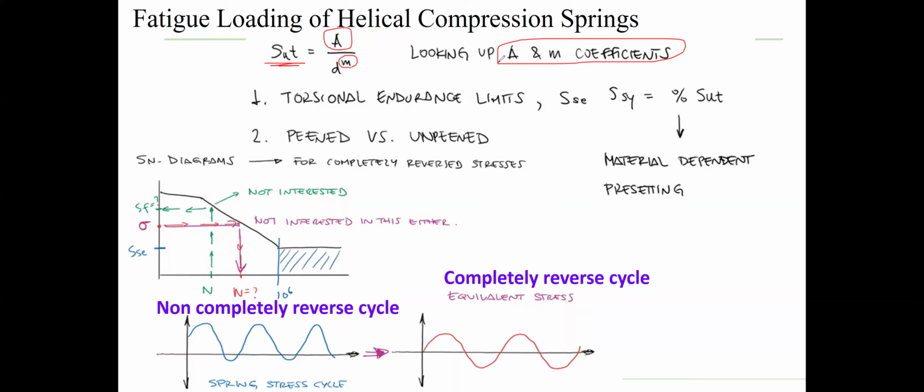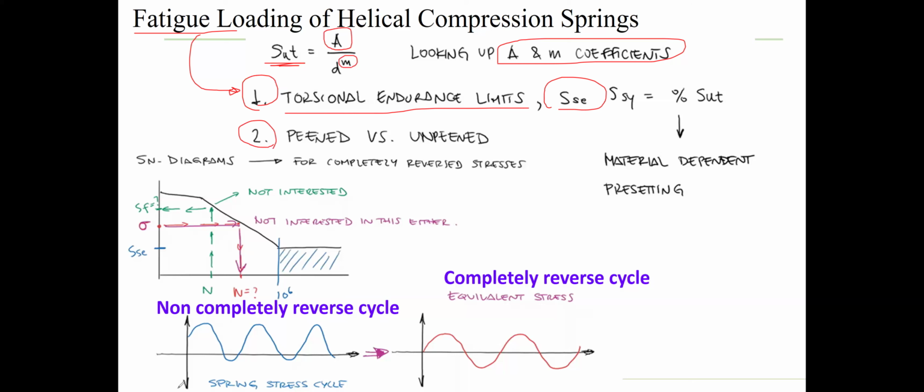Now, if we would like to discuss the fatigue loading, we have to take the endurance limits into account. And for the springs, we have to take the torsional endurance limit, SSE, into account. We also have to consider whether the spring's surface modification is peened or unpeened.